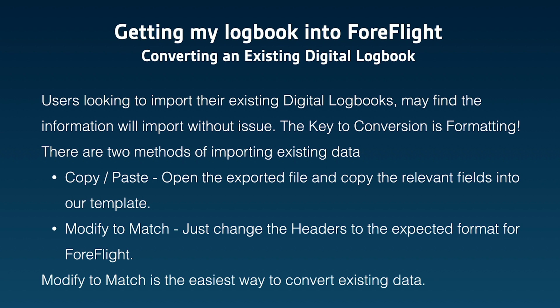Another way to do this, and it's a little easier, but you really got to pay attention to the wording, is the modify to match. You take their existing format, and if they call their aircraft IDs tail numbers, well, our program is going to be looking for aircraft ID with no space. So you would simply change that data header to the formatting notes that were found on the logbook import page, and make sure that you have To, From, Total Time, PIC, etc. across, making sure that those headers are properly formatted.